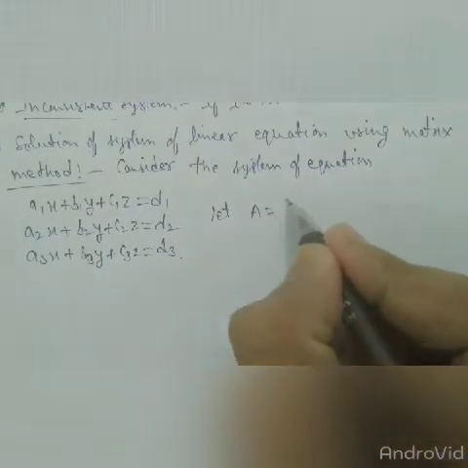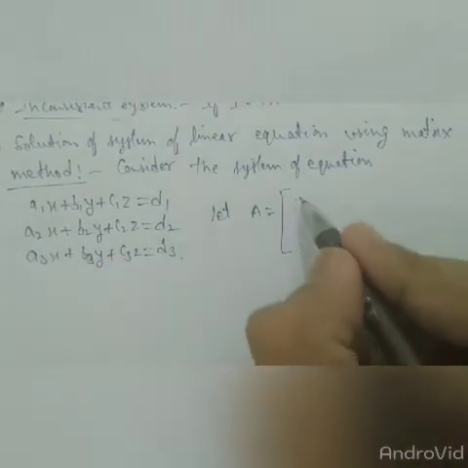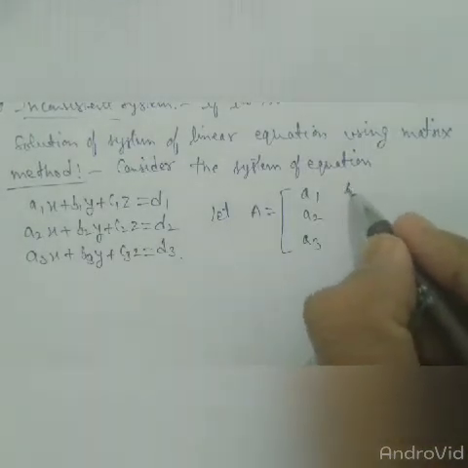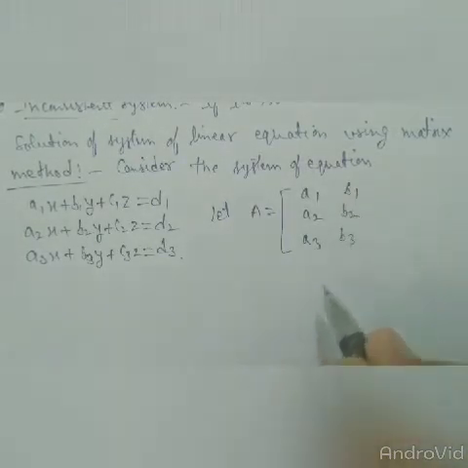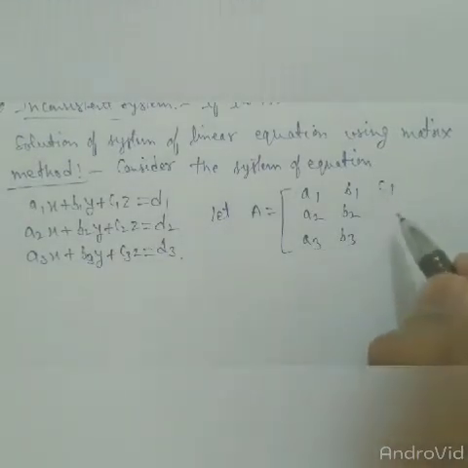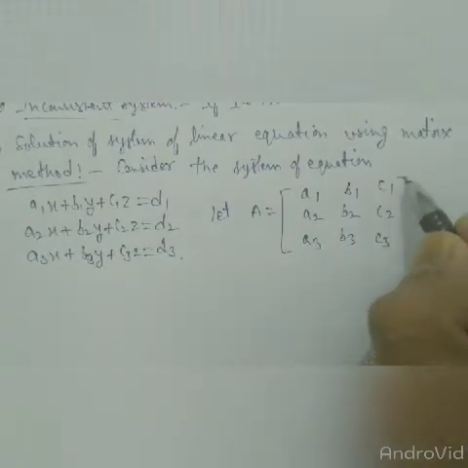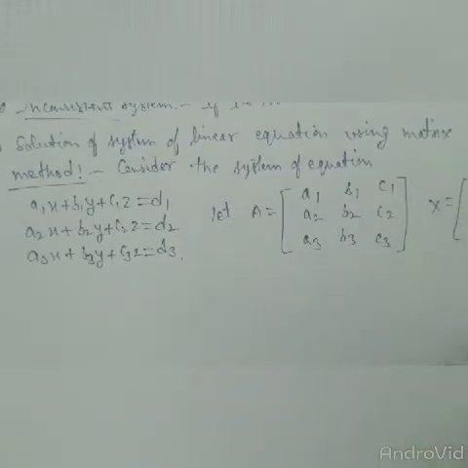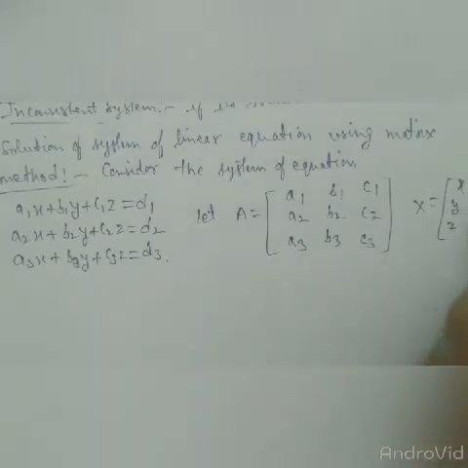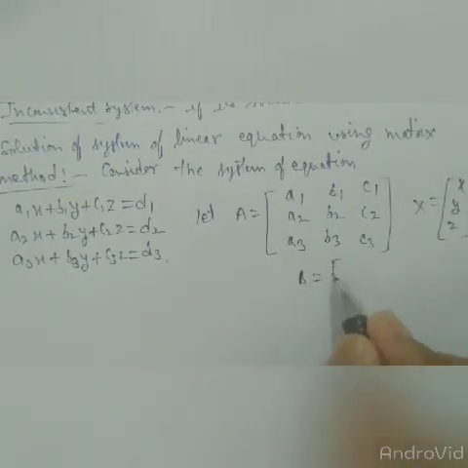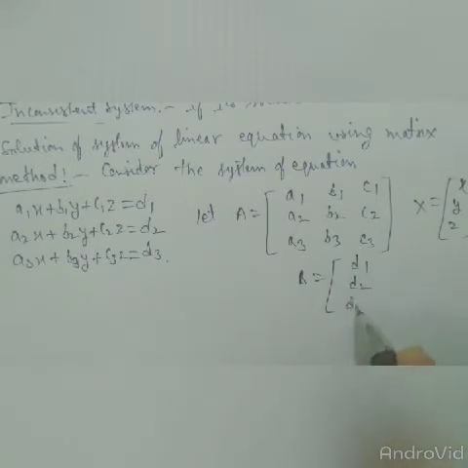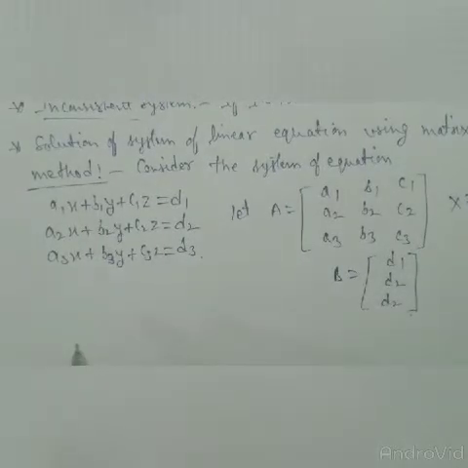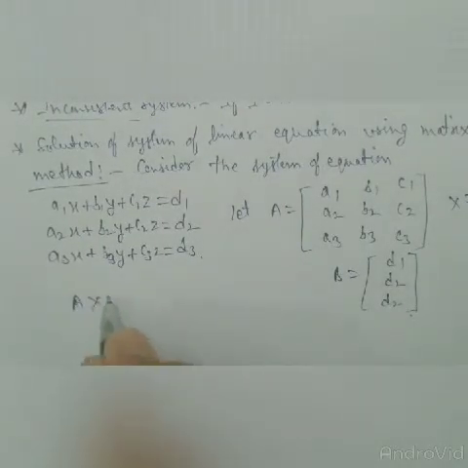Let me take the A matrix: the first column is the coefficient of x, a1, a2, a3. The second column is the coefficient of y, b1, b2, b3. The third is the coefficient of z. The X matrix is x, y, z, and the B matrix is the constant right hand side terms d1, d2, d3. So the above system of equations can be written as AX equals B.